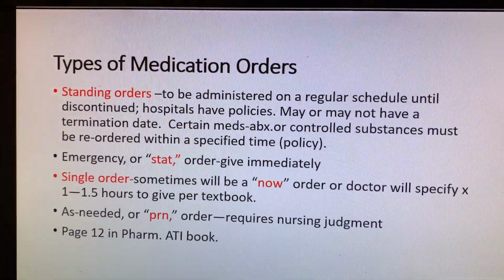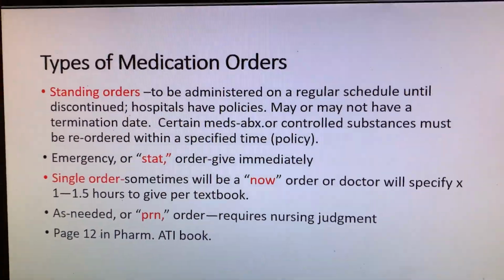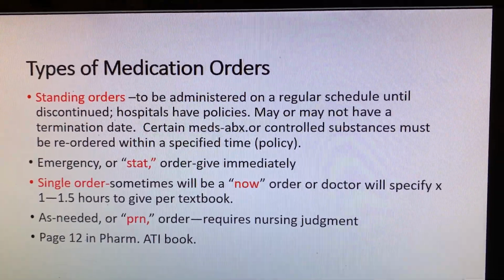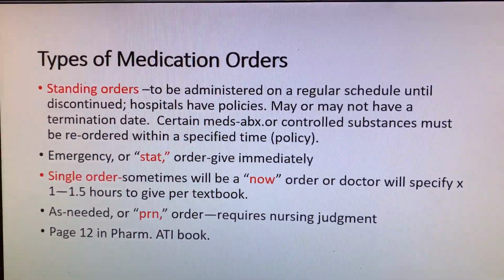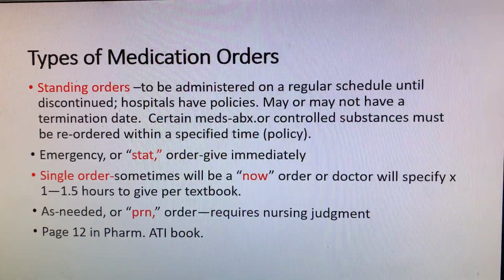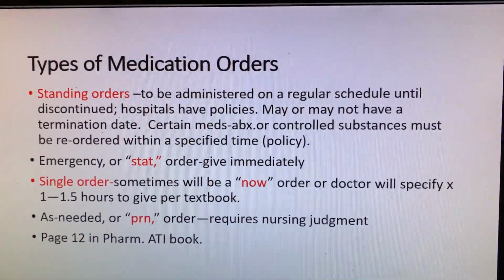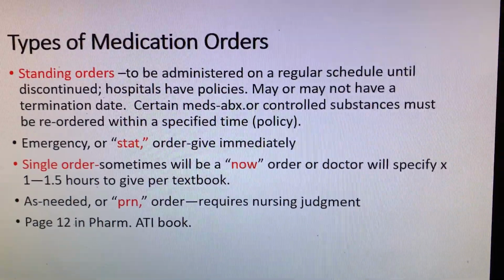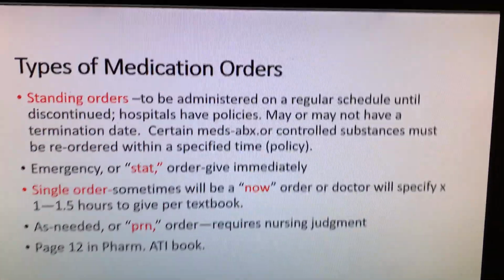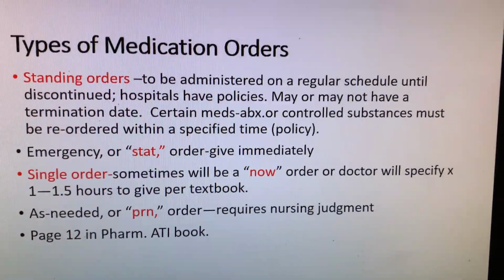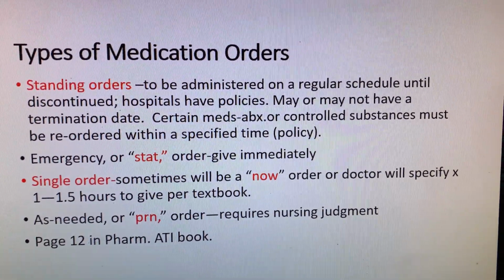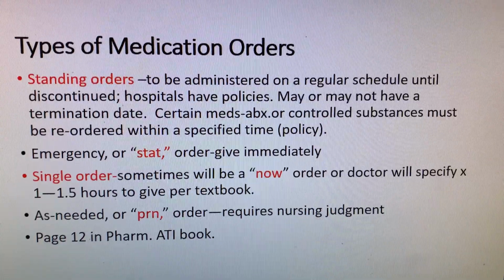discontinued. The hospital has certain policies, and many of the orders have a kind of a termination date or expiration date. So things like medications, they generally have to indicate how long the patient will be on it, 5 days, 10 days. Controlled substances usually have to be reordered within a certain amount of time, and that can be a policy of the particular facility.